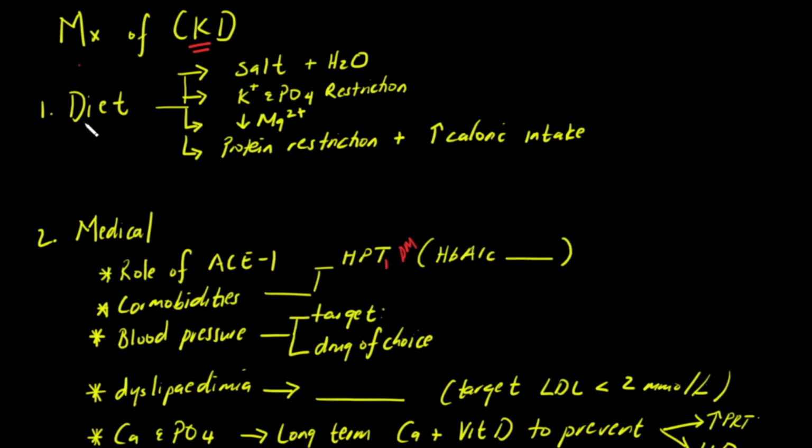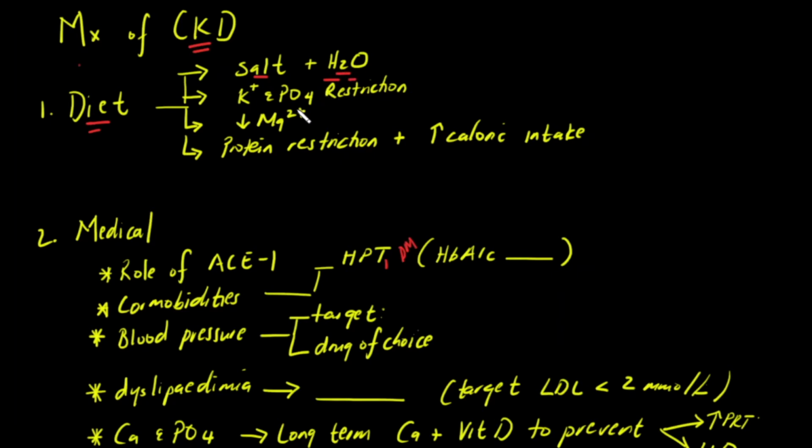Now we're going to start off with the diet. What are the diet recommendations for this patient? Remember, to prevent hypertension and especially fluid overload, volume overload, you want to keep the diet low salt and restrict fluid. Very important in patients with chronic kidney disease.